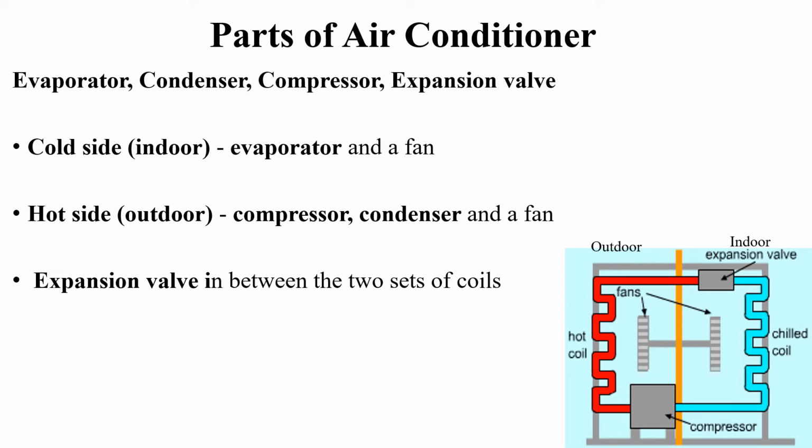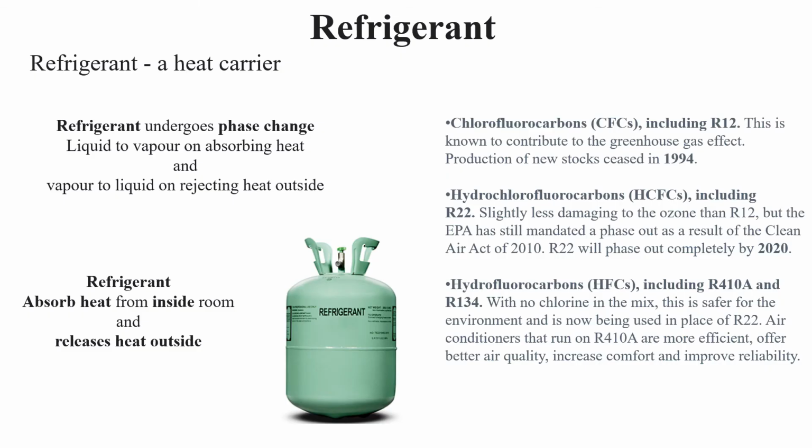The cold side, that is the indoor part of the AC, contains the evaporator and a fan that blows the air over the chilled coils into the room. The hot side, that is the outer side of the room, contains the compressor, condenser, and another fan to vent the hot air coming off the compressed refrigerant to the outdoors. In between the evaporator and the condenser coils, there is an expansion valve.